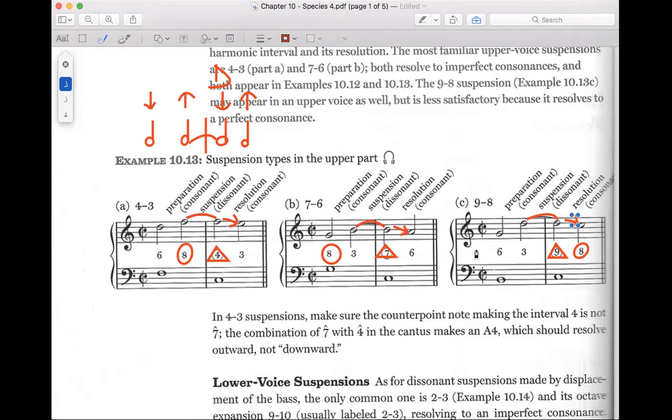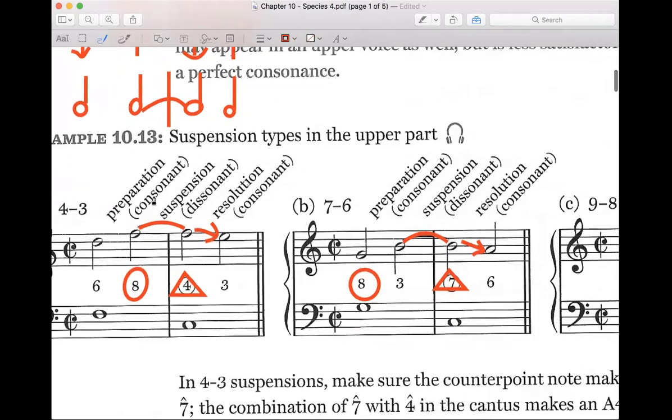We just need to learn the names of them, but you, in essence, already know how to build a successful suspension. We know where the dissonance is. It's on the downbeat. So what comes before the downbeat? Well, this is called the preparation. P for preparation. And what comes on the upbeat? Well, that is the resolution. It's going to be resolved to a consonance. It's a very simple idea, isn't it? That you're going to have first consonance, then dissonance, then consonance. But it's a really specific way of going about it.